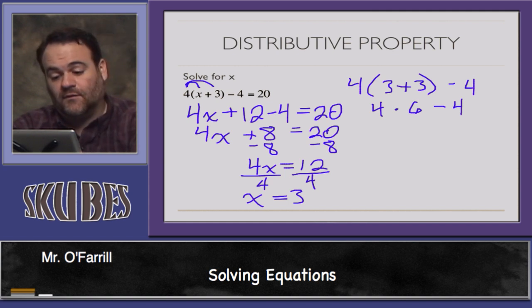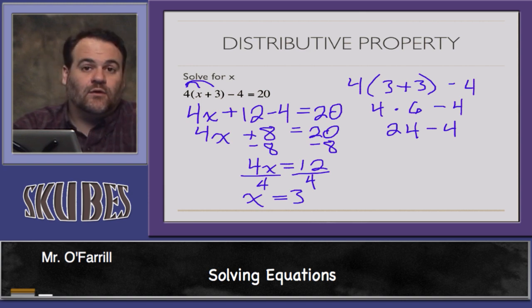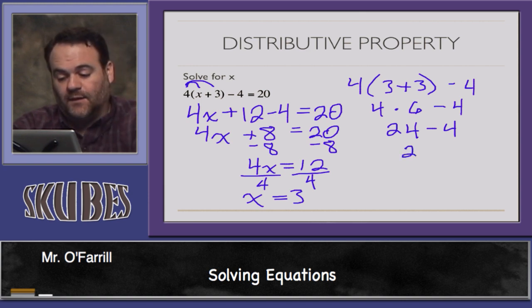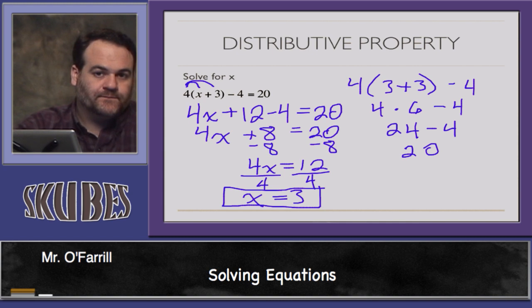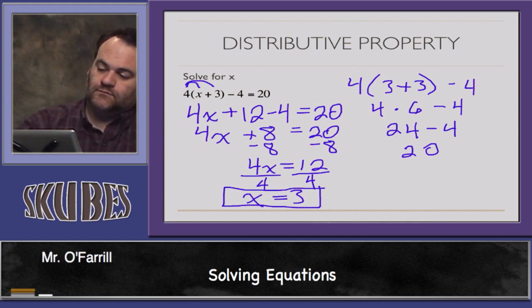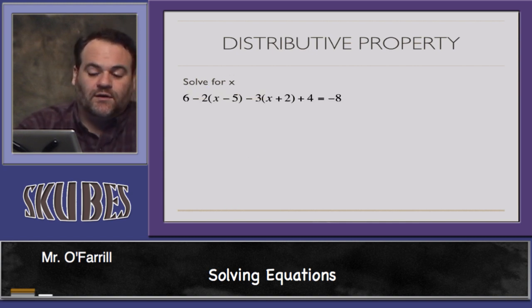4 times 6 is 24. And 24 minus 4, absolutely, it's 20, exactly what we were looking for. So the answer is definitely x equals 3. So let's do another one.